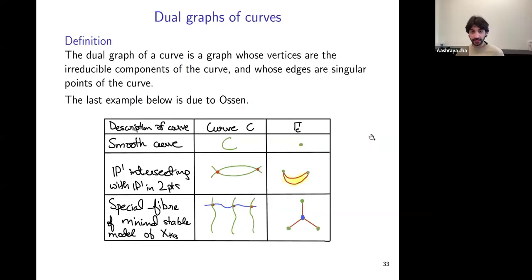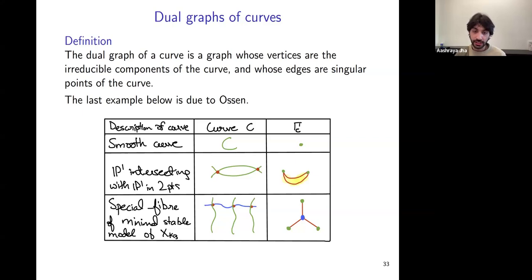Okay, so to compute T chi, we need this definition of dual graphs of curves. So for a graph, I need to tell you what the vertices are and what the edges are. The vertices will be the irreducible components of the curve, and the edges will be the singular points. So my curve is no longer irreducible. So again, a picture is worth 1,000 words. If I have a smooth curve, then the graph will just be a single point. My curve looks conspicuously like the letter C.